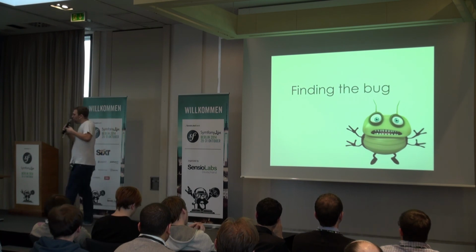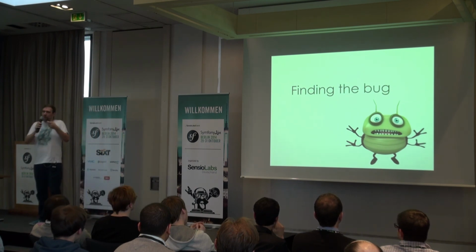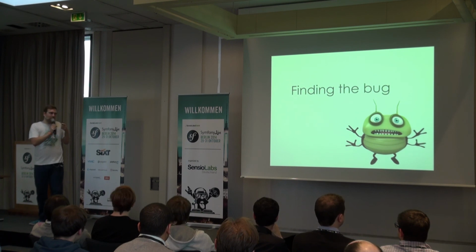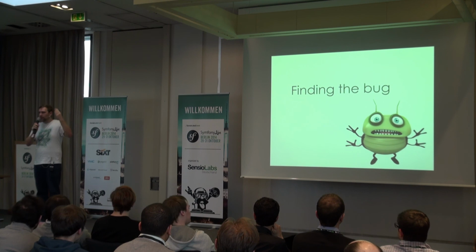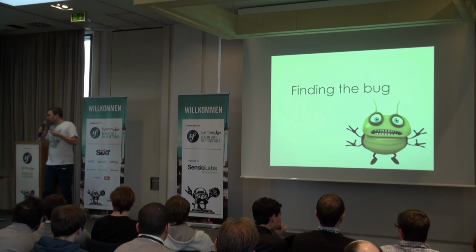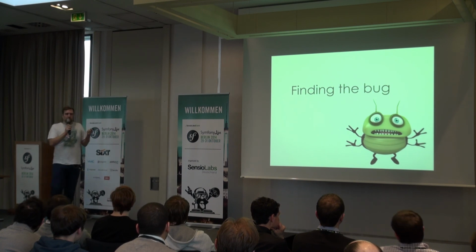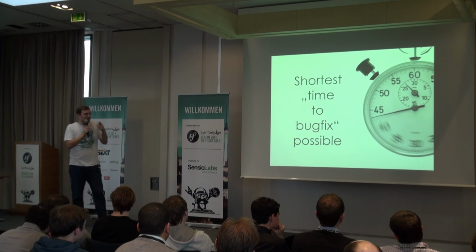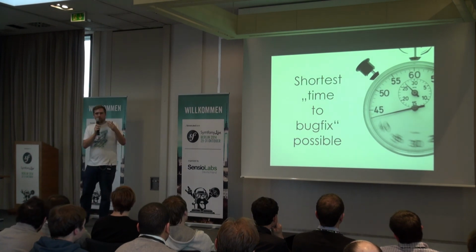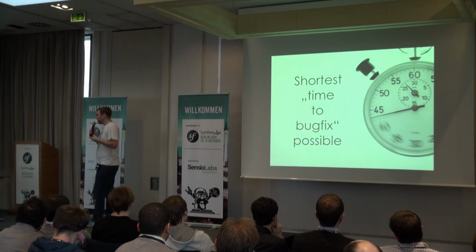That also means if you deploy very often and have very small change sets, fixing a bug is probably faster and easier because it's still in the mind of the developers who developed it, how to do it and how to fix a bug. And because you're deploying very often anyway, the bug fix goes out very quickly as well. So you have the shortest time to bug fix possible when you're doing continuous deployment.